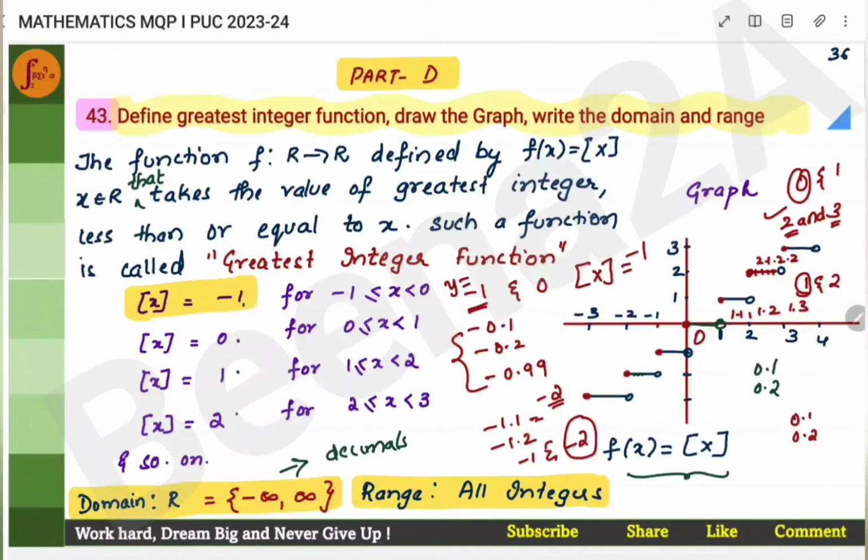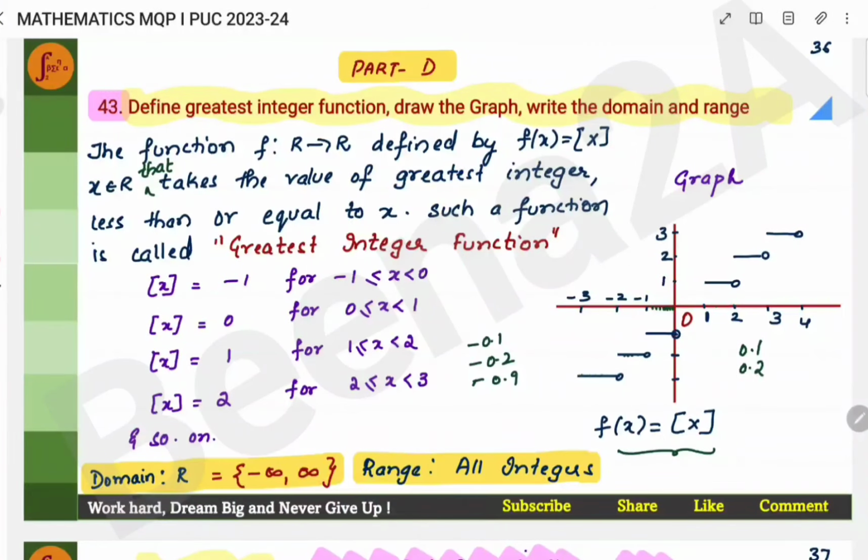And then we have to write the domain. Domain can be any real number, right? A real number is anything. It could be integers, it could be decimals, it could be fractions, anything. So it's infinite. From minus infinity to infinity, you can take any number. But what is the range? Range is nothing but all integers. The function values would be only integers, all integers.